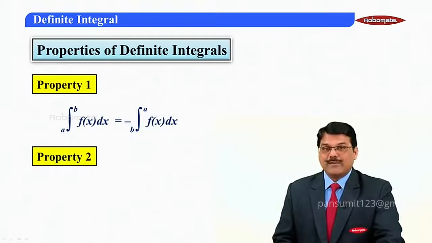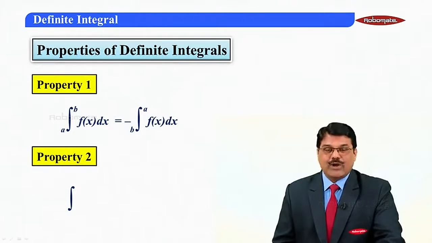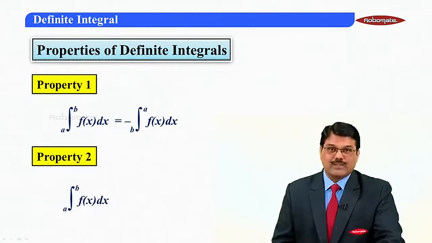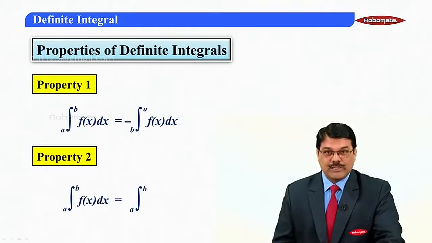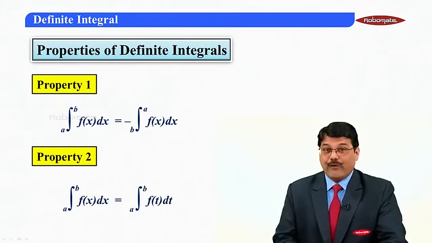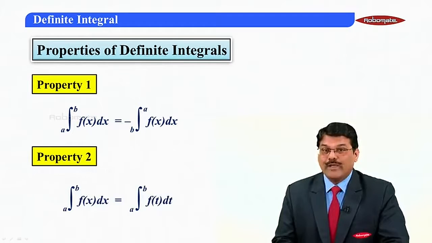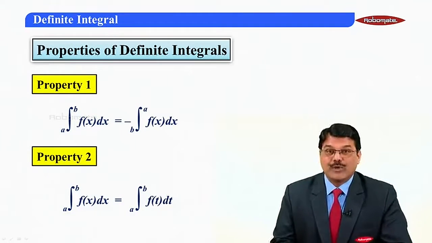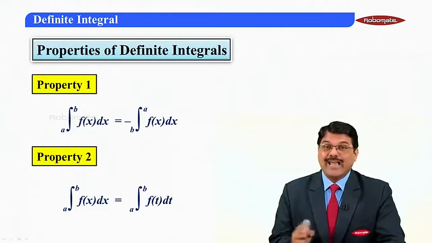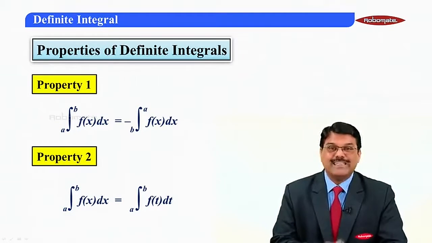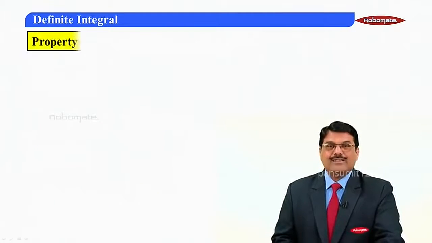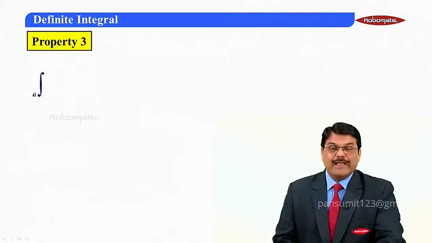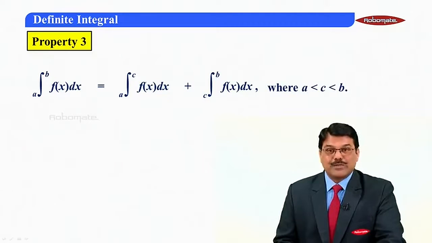Then the second property, that is integration of f of x with respect to dx goes from a to b is equivalent to integration of f of t with respect to dt goes from a to b. So in the second property we can change the variable. x dx is same as what? t dt, right?